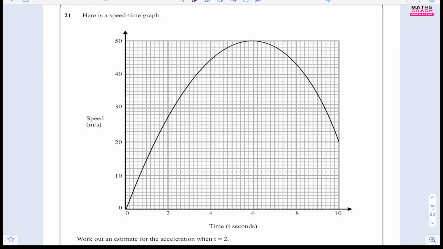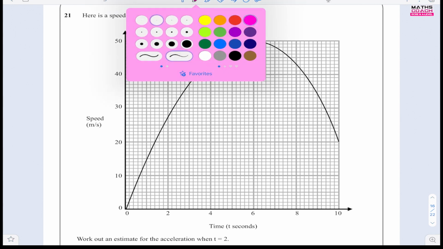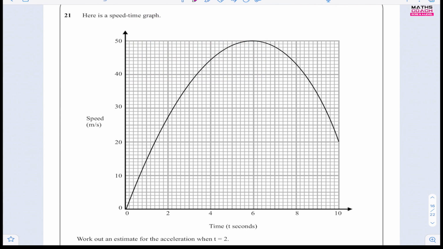So question 21, here is a speed time graph. Work out an estimate for the acceleration when t is equal to 2. Right, let's go and find where 2 is. It's right here, it's about there. So what we now want to do is draw a tangent to this point, and we are going to work out the gradient of that tangent, and that gradient of that tangent is going to be the acceleration that we need. So let's go ahead and do that.